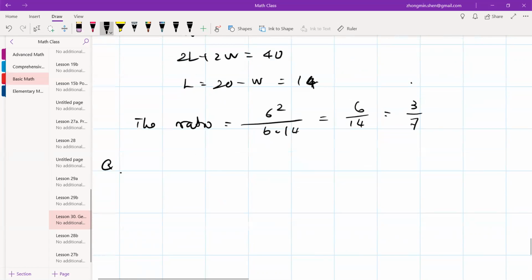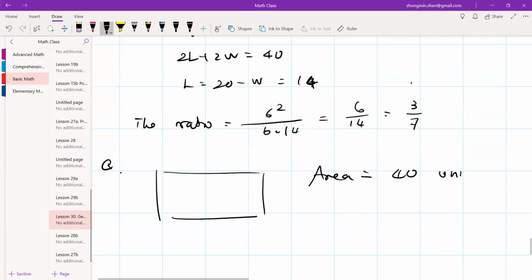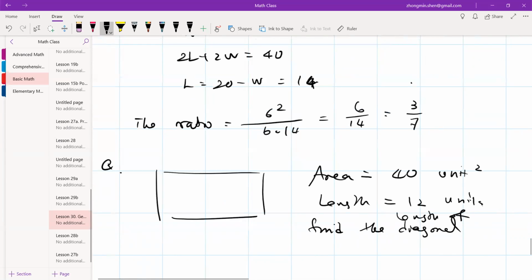Another problem: the area of a rectangle is 40 square units. The length of the rectangle is 12 units. What is the width? Okay, I know that the area is 40 square units, and the length is 12 units. Find the length of the diagonal. Oh, I don't want to do this at all now. Okay, this is a rectangle.